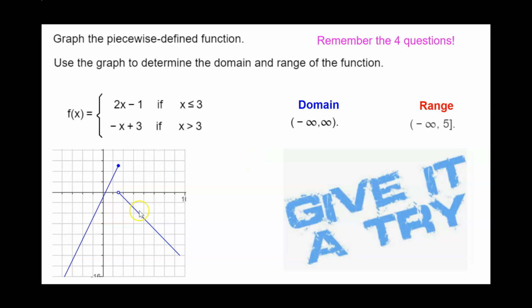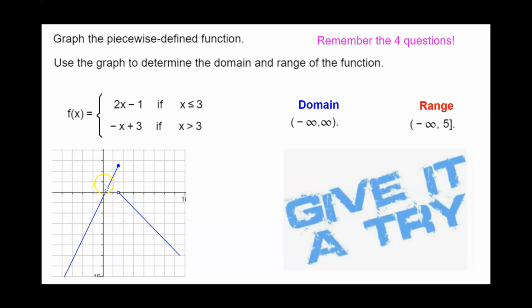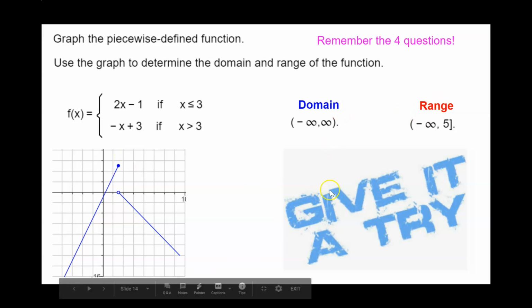What's the range? How far down does it go? Goes all the way down. That means it's negative infinity. How far up does it go? Well, it stops at, these are actually going up by 2. So 2, 4, then 5. So it goes all the way up to 5, doesn't go any further. So we put 5 and we put a bracket because there's a closed dot here. So this is the domain and range.